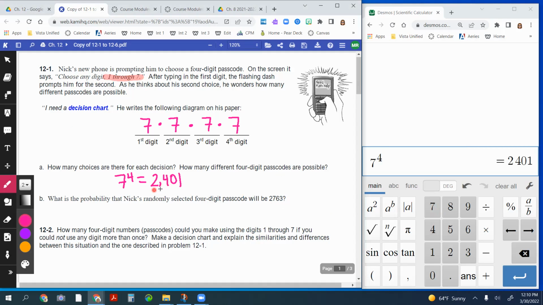What is the probability that Nick's randomly selected 4-digit passcode will be 2763? So there are 2,401 distinct passcodes. This one here is one out of those. So this is going to be 1 over 2,401. That is the probability.